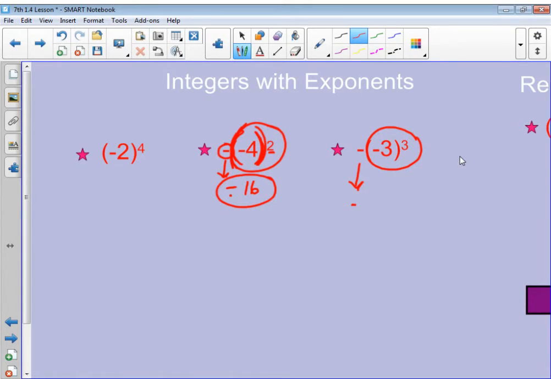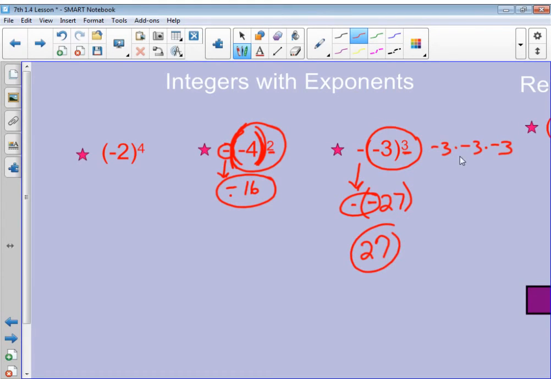If we look at our exponent, 3 tells me there are 3 negatives, because it's negative 3 times negative 3 times negative 3. So 3 negatives tells me it's a negative answer. And then 3 times 3 is 9, times 3 is 27. Remember last week when we worked with this? What's our new answer going to be? Positive 27.